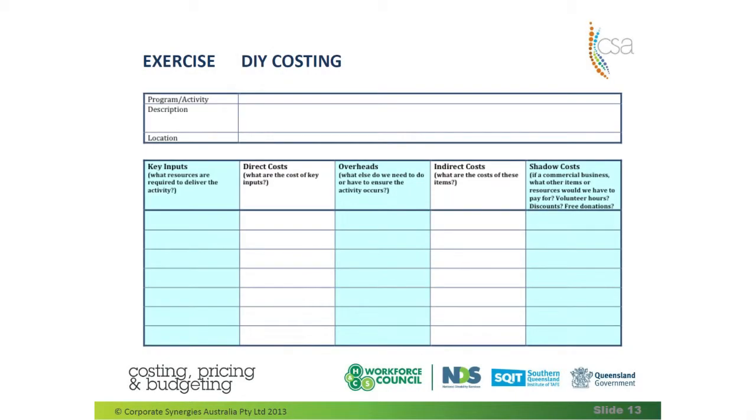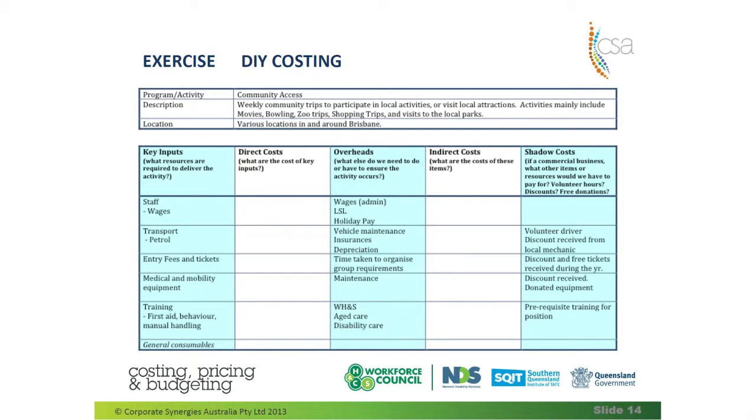So let's look at an exercise, a DIY exercise, in costing a program. If we have a look at slide 13, there is an activity that is community access activity, and I've chosen this activity as one that's common to all of us regardless of what sector we tend to work in. In this particular organisation, their activity includes weekly community trips to participate in local activities and visit local attractions. The activities mainly include things such as movies, bowling, zoo trips, shopping trips, and visits to local parks. The locations are various around Brisbane.